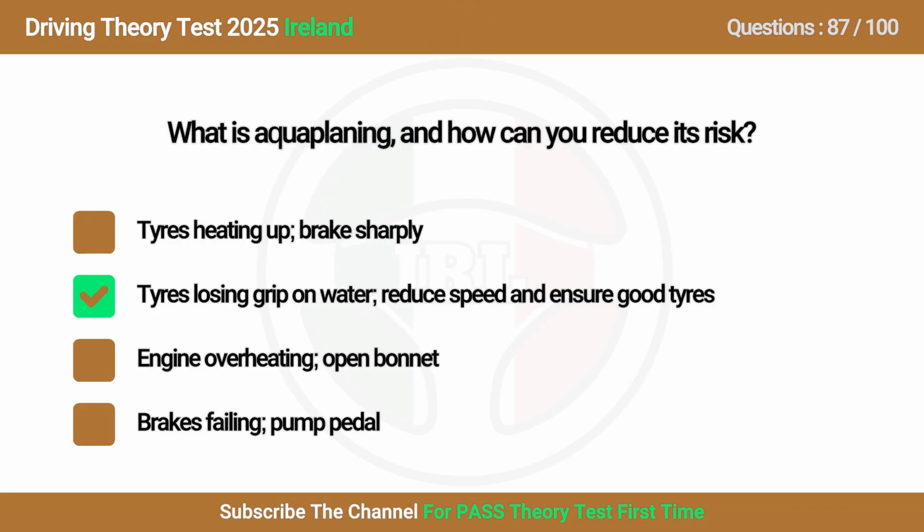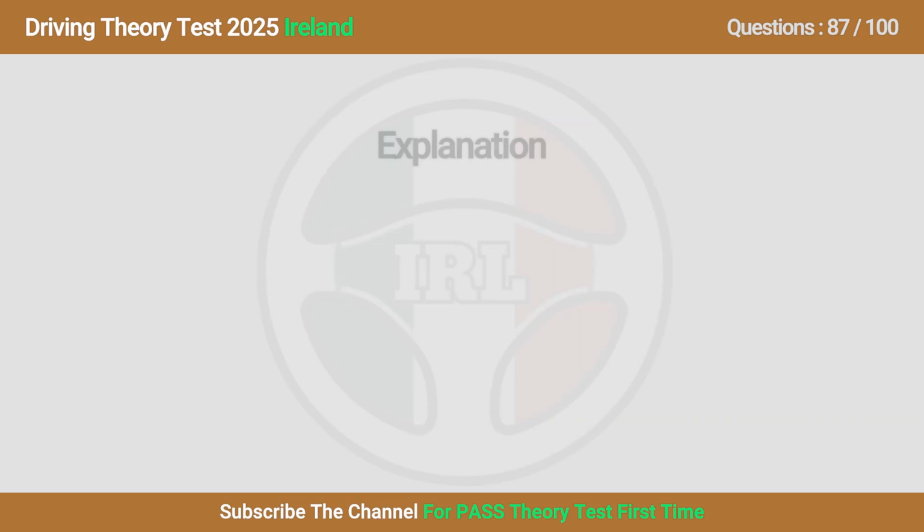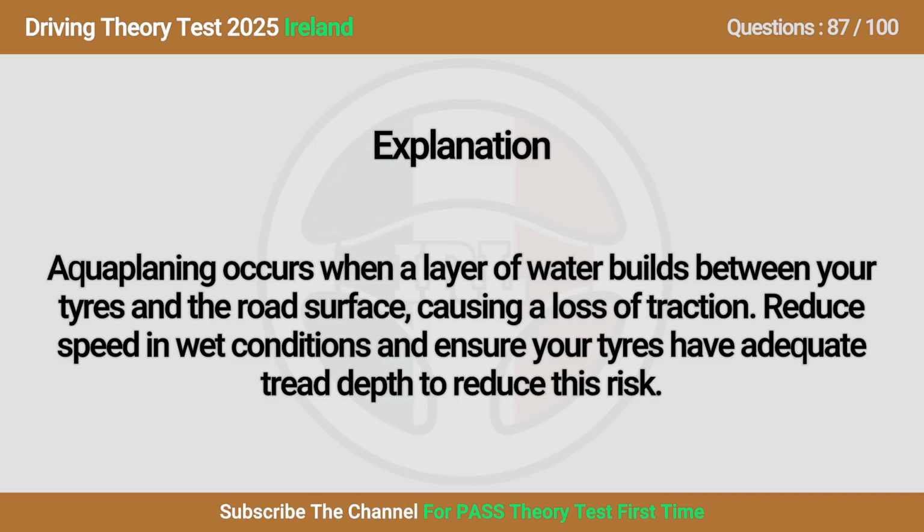Answer is B. Tires losing grip on water, reduce speed, and ensure good tires. Aquaplaning occurs when a layer of water builds between your tires and the road surface, causing a loss of traction. Reduce speed in wet conditions and ensure your tires have adequate tread depth to reduce this risk.